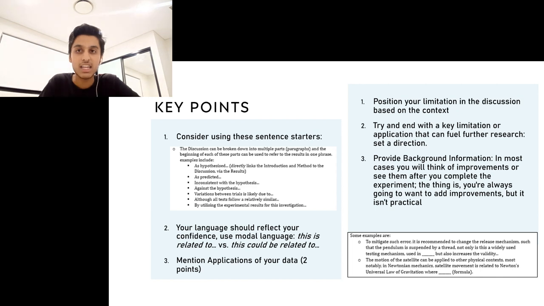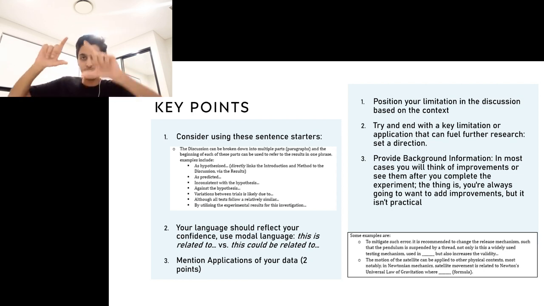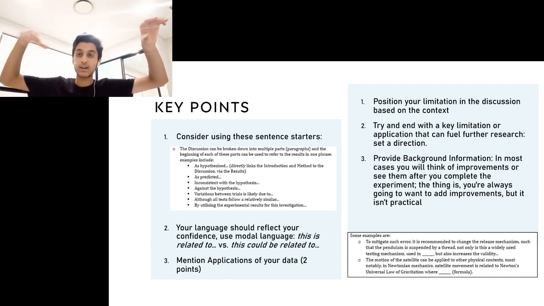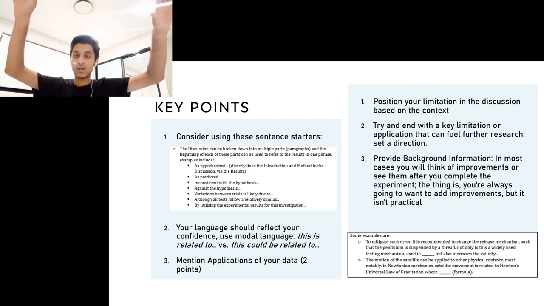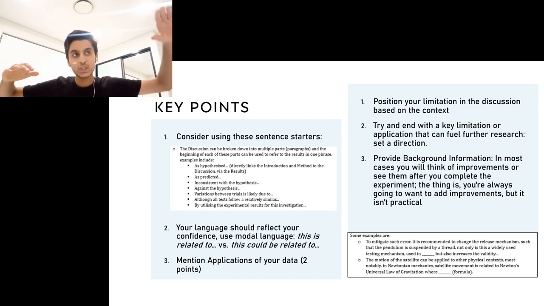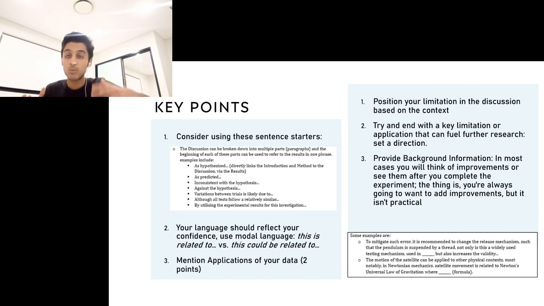On the other hand, let's say you had some improvements to the method. Let's say your way of releasing the pendulum wasn't ideal. So you could say, I could have released it differently. When you're at the early stages of your discussion section and you're talking about how the results were related to the insights, you can talk about how this limitation impacted your results. So you want to position your limitations based on where you are in your discussion.